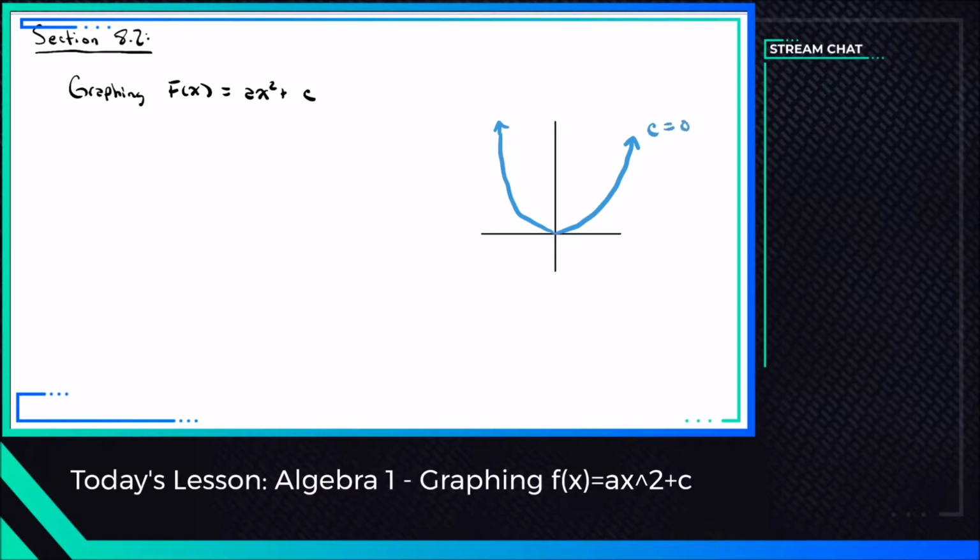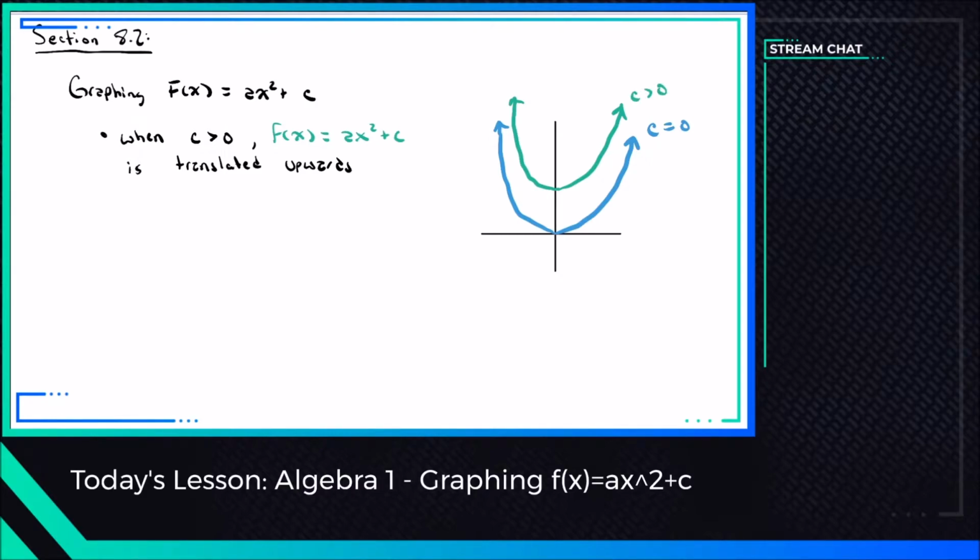So if c is equal to 0, we're going to get our normal graph, ax squared, right? And so when c is greater than 0, then the graph f of x equals ax squared plus c is translated upwards. All right, so all we're going to do is take this graph and it's going to move up. So that's what happens if c is greater than 0.